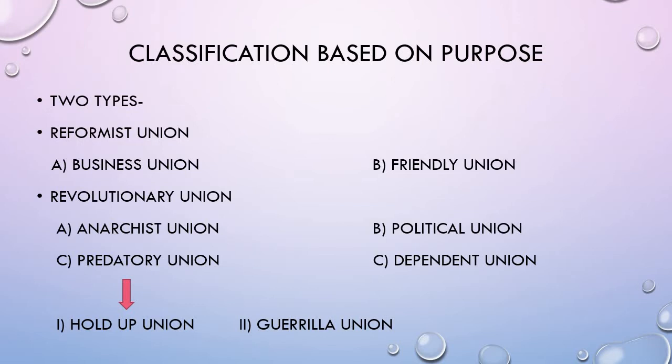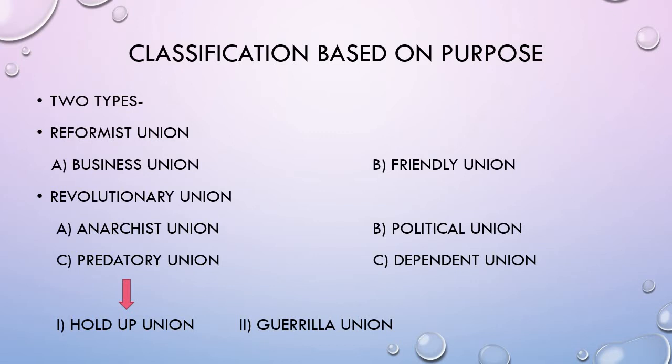For example, they may wish to increase labor share in increased production, or they may aim at improving working conditions by enforcing safety measures. They may try to generate increased purchasing power by providing workers various cooperative ventures in insurance, association and educational programs. Professor Huxley has further subdivided the reformist unions into the following two types. Number one is business union and number two is friendly union.